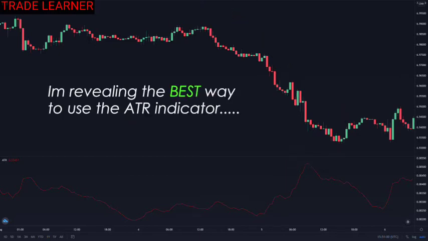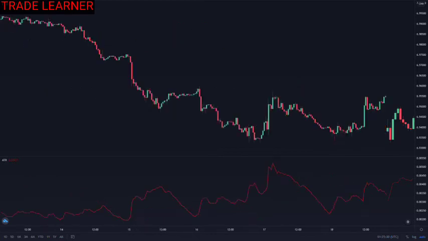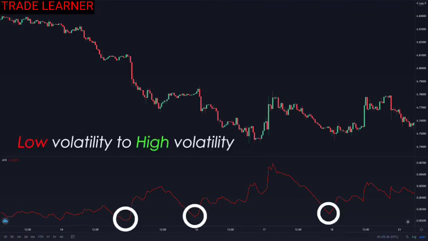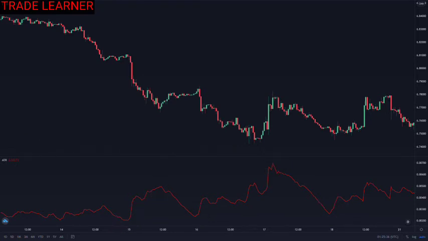So now, I'm revealing the best way to use the ATR indicator. Like I said at the start of the video, the big profits are made when the market has high volatility. So it's important for us to know when a market is volatile. What you need to understand is that the volatility of the market is constantly changing from low volatility to high volatility and vice versa. So we know that if the market is in a low volatility period, it means that somewhere in the future, we will see an increase in volatility.